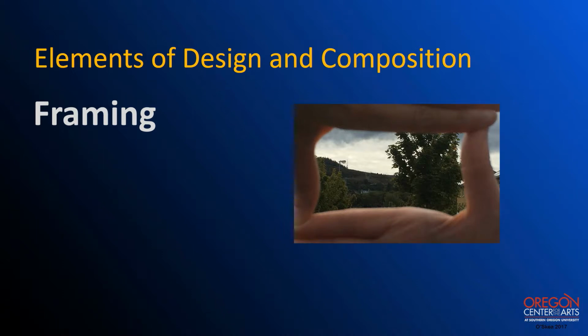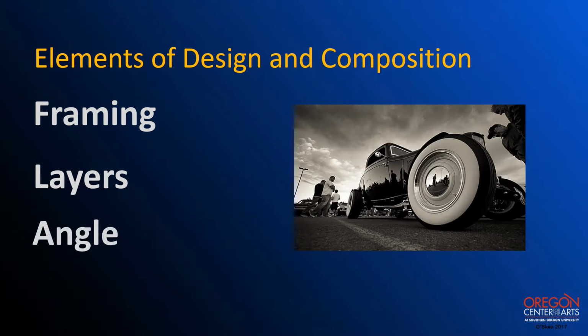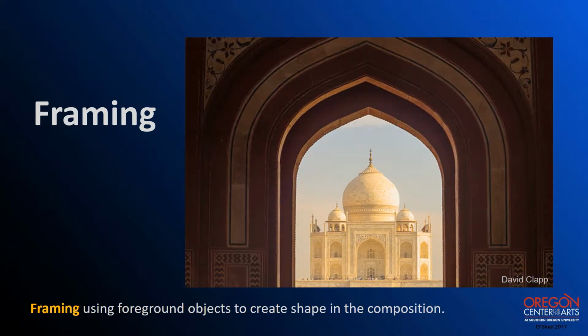All right, moving into our next grouping, we've got framing, layers, and angle. Framing and layers are very linked, and angle has a lot to do with setting up a composition too. So let's take a look at framing. It's fairly straightforward. It just simply means using foreground objects to create a shape in the composition.